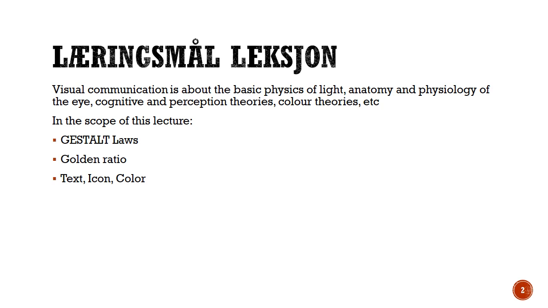And in the scope of the lecture today, we will study some parts of the visual communication theory. The first thing which is very important is Gestalt laws, which define how the human brain works, and it also provides a huge implication for web designers. Second, we learn about golden ratios and how the ratios are applied in various application domains. And in the end, we learn about the theories related to using text, icon, and color.